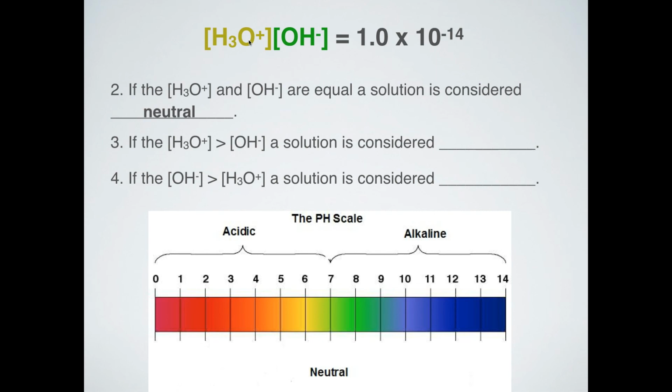If H3O+ is greater, then you have an acidic solution because you have too much of this and not enough OH- to balance it out. What if you have too much OH- and not enough H3O+ to balance it out? That's when you have a basic solution, okay? So that's how you make acids and bases. If you have too much of this, it's acidic. If you have too much of this, it's basic.